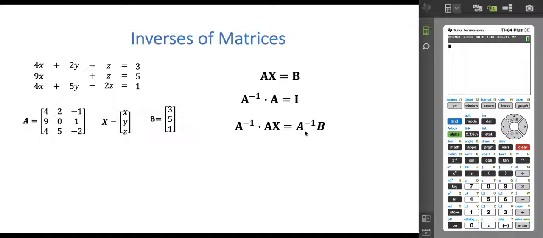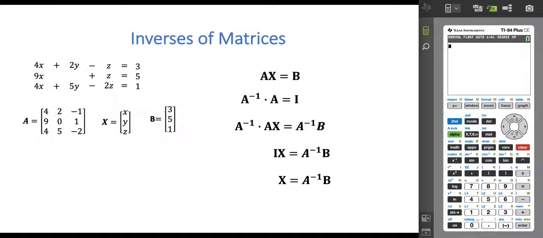The multiplication with matrices is not commutative, so you have to pay attention to what order you're doing it in. On this side, the order wouldn't matter because you'd end up with the same number. But on this side, it does. So we're taking A inverse times B. And the result is going to be the identity matrix times X is equal to A inverse times B, which just means X is equal to A inverse times B, which is awesome.